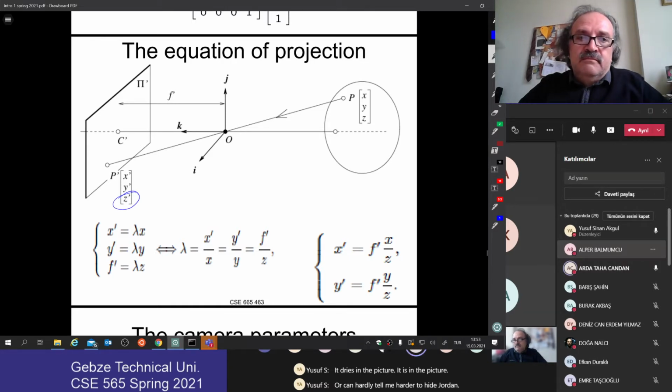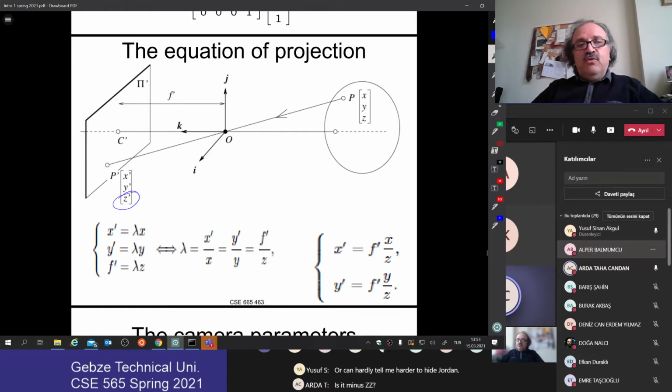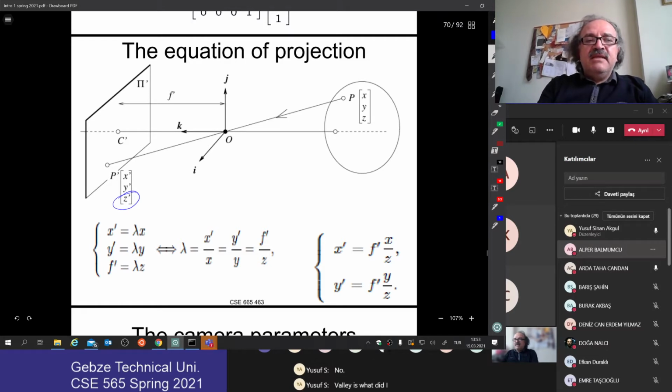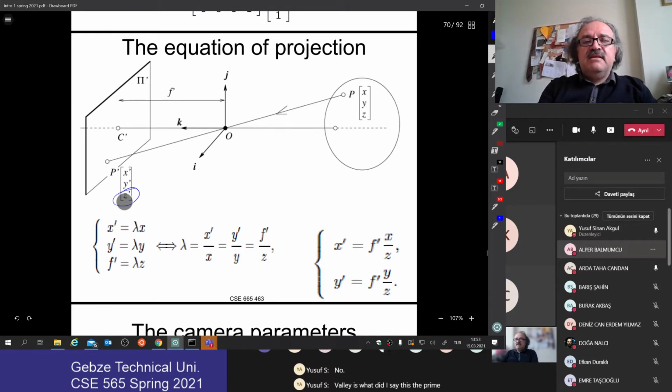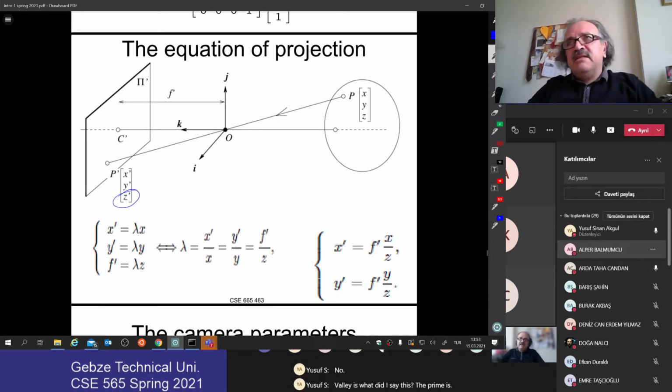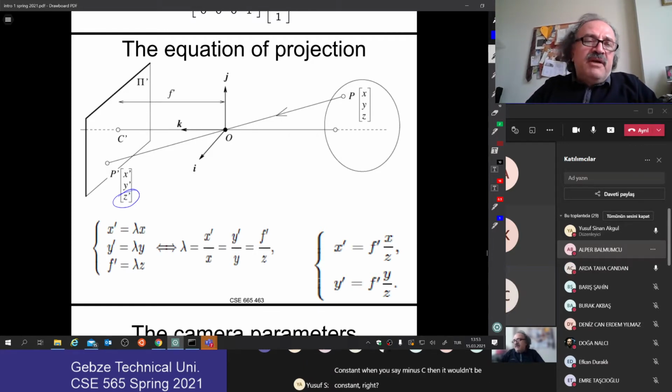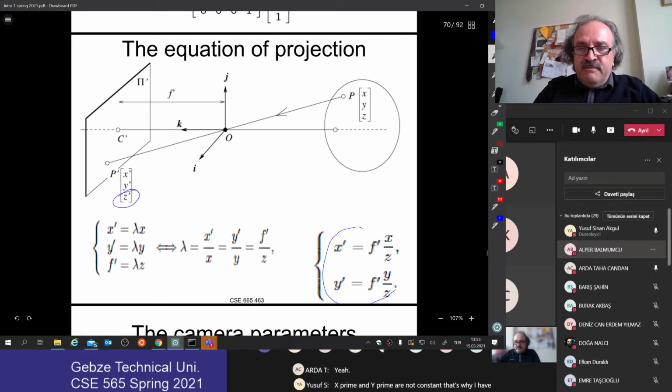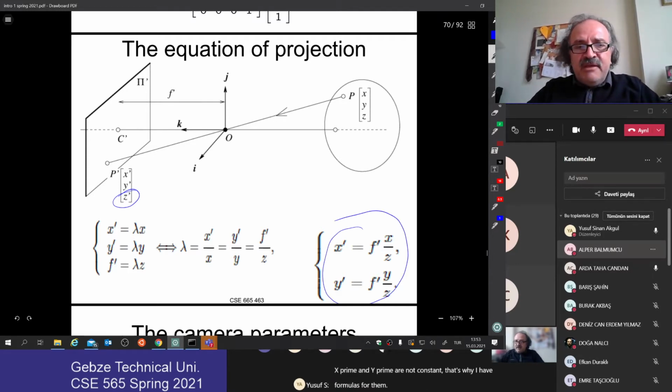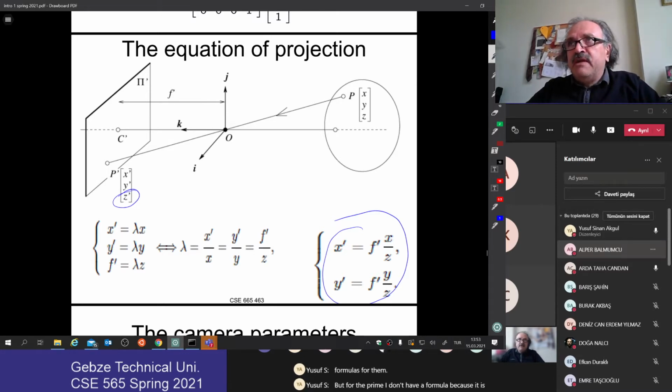Is it minus z? No. Well, what did I say? This z prime is constant. When you say minus z, then it wouldn't be constant, right? X prime and y prime are not constant. That's why I have formulas for them. But for z prime, I don't have a formula because it is constant. What is the value of z prime?